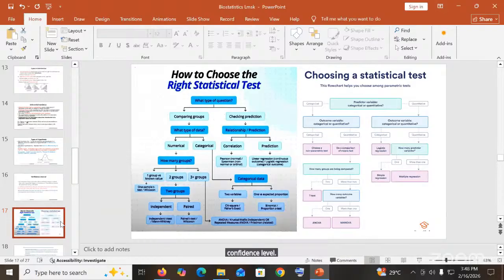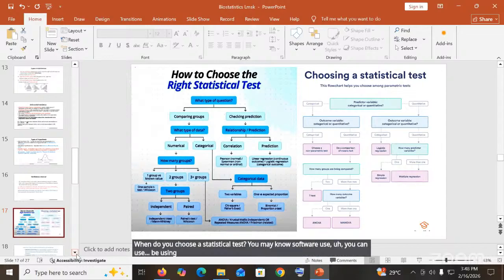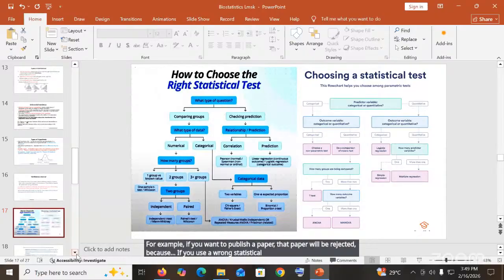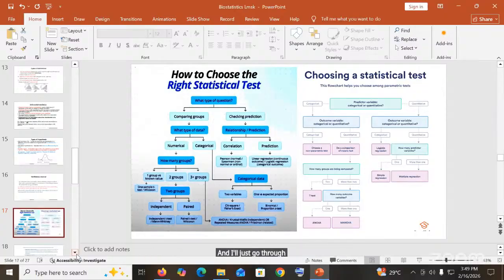Now, this other portion is very important. When do you choose a statistical test? You may know software, you can be using SPSS, you can be using RStudio, Python, and so forth. But when you make a mistake and use a wrong statistical test, for example, if you want to publish a paper, that paper will be rejected. Because if you use a wrong statistical test, then you'll give a wrong implication, you'll give a wrong conclusion, you'll give a wrong prediction. And it is important to know, and I'll just go through it simply, shortly.